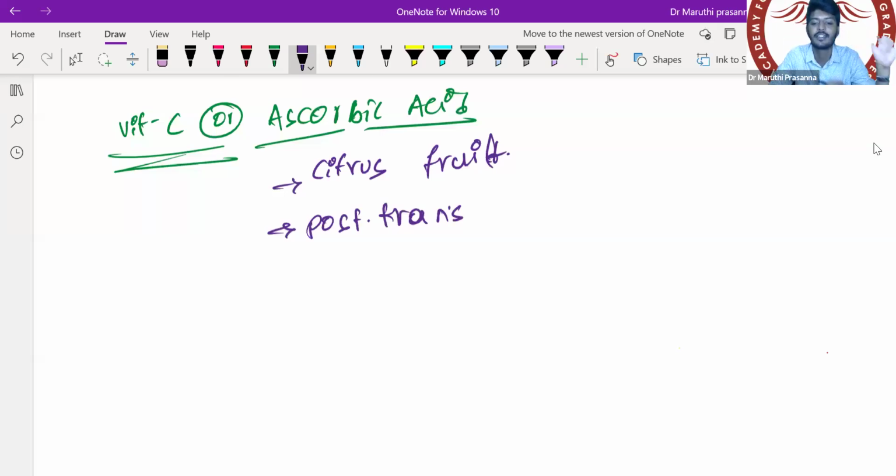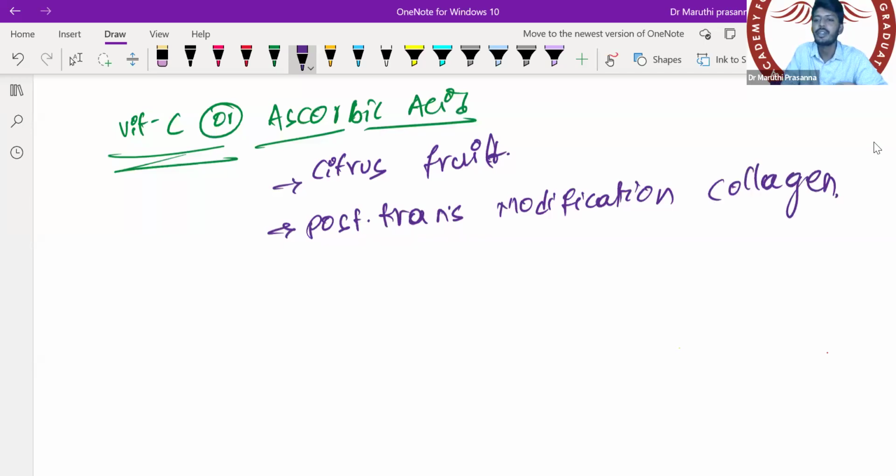Vitamin C. Post-translational modification of what? Yes, of which one? Come on, quickly tell me, everybody. Very good, all of you are correct. It is the post-translational modification of the collagen. So post-translational modification of the collagen is done by your ascorbic acid. That is the story of your post-translational modification.